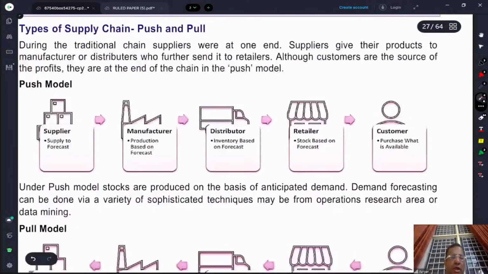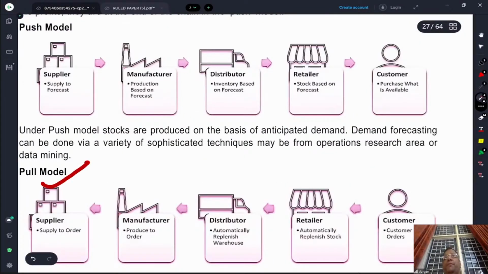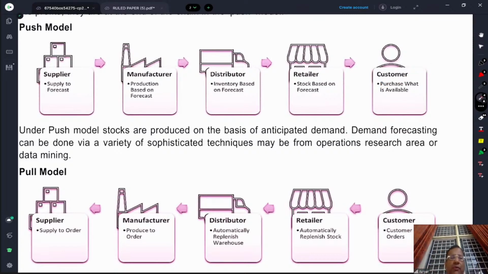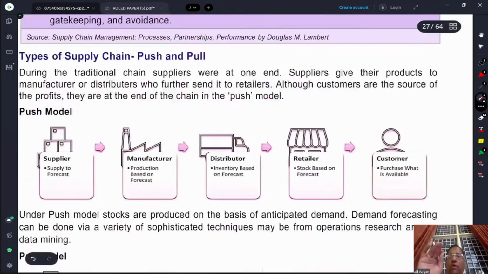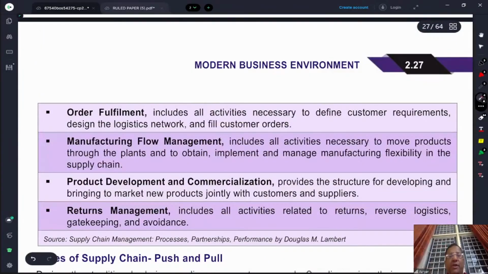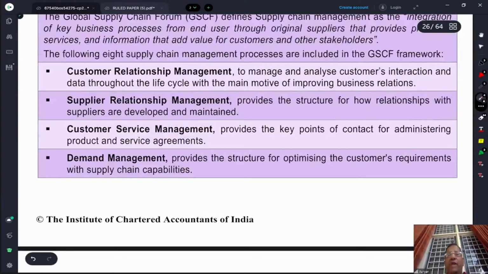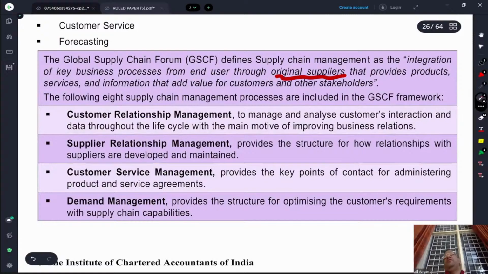Now there are two systems we will learn after some time. One is the push model and the other is the pull model. The push model starts with the supplier and ends with the customer. This is altogether a traditional model. Nowadays the only model that runs in practice is the pull model. When the customer pulls the demand, then only we will manufacture, then only we will order the raw material from our supplier. That's why, on that thought basis, the definition has been used. First of all, end user has been given and then original supplier has been used.